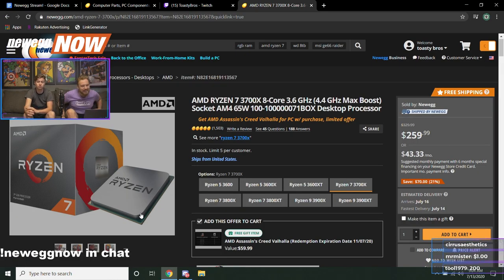3700X, look at this thing. For $259, 8-core, 16 threads. That's pretty good. Comes with Assassin's Creed, too. So it looks like any 3000 series processor will come with a copy of the new Assassin's Creed. So if that's something you're interested in, this is a pretty damn good deal. I'll be totally honest with you here.